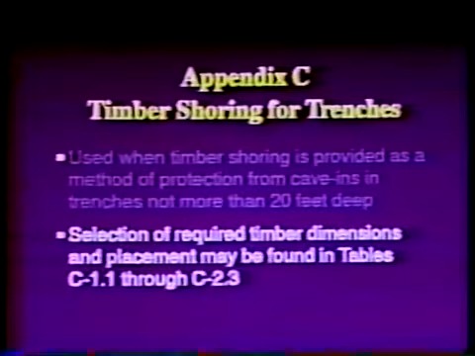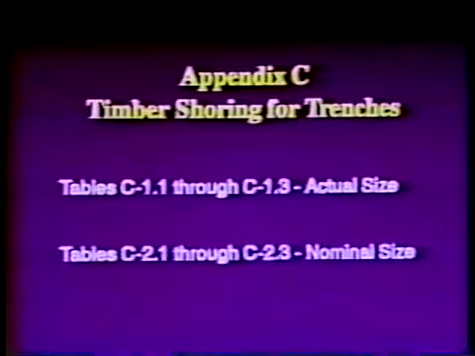Selection of required timber dimensions and placement may be found in tables C11 through C23. Each table presents the minimum sizes of timber members to use in a shoring system. Tables C11 through C13 are for actual size. Tables C21 through C23 are for nominal size.